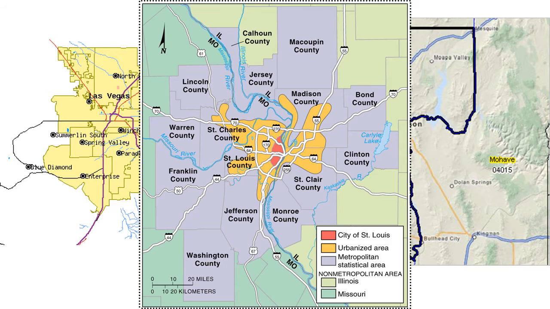This map from your textbook of St. Louis and the St. Louis MSA is a great representation of the various boundaries and defined areas a city can have. The red area in the center shows the legally defined boundaries of St. Louis as a city, right? While the yellow represents the urbanized area, but like with Las Vegas, probably includes several other legally defined cities, but the urban areas all kind of blend into one another, right?